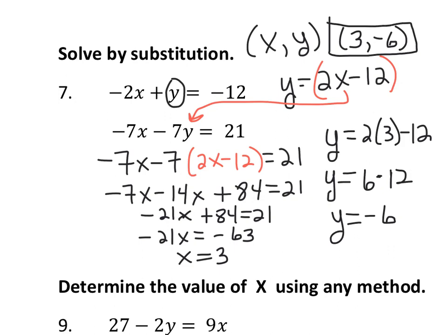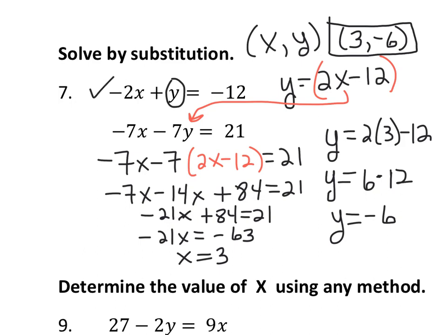So if I want to know if a point is a solution to a system, I can just plug it in. So I always want to check my work and plug them back in and make sure that what I think is my point is my solution really is my solution. So you plug it back in. And I say, okay, well, negative 2 times 3 is negative 6. Negative 6 plus a negative 6 is negative 12. So I know that one checks.